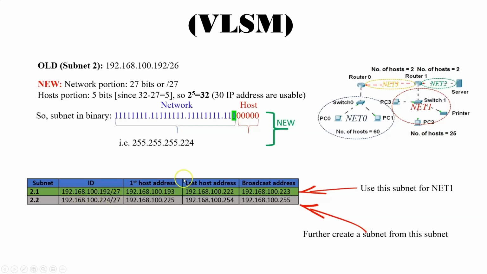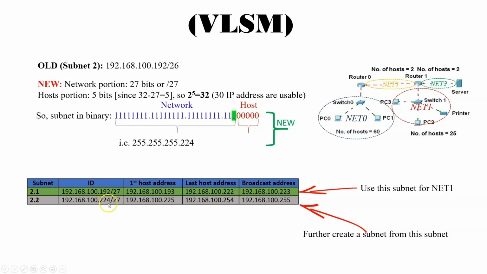All right, so the second one is 192.168.100.224. So how do we get this 224? If you look at how we get this network address 224, look at this 111 and then 5 zeros. So what is 111 and 5 zeros? That is 224. Okay, so that's how we get the next network address. That's the shortcut way of finding it.